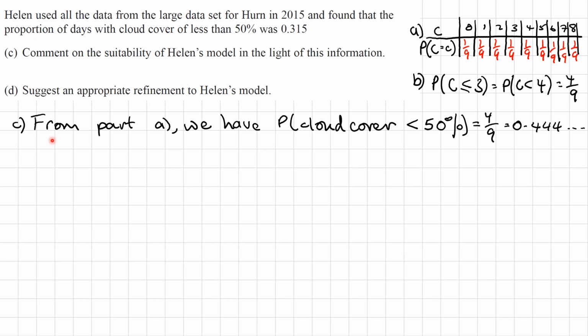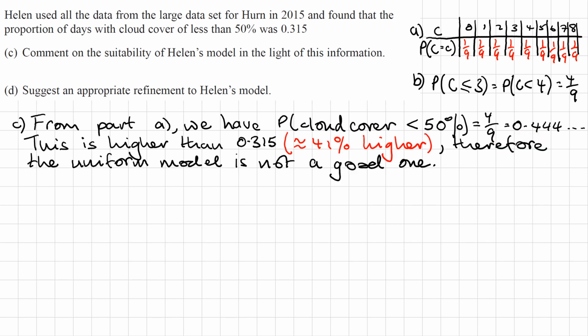Well, first of all, from part A, we have the probability that the cloud cover is less than 50% is this 4/9, which is actually 0.4 recurring. Well, this is higher than the 0.315 that she got by looking at all of the days for Hurn in 2015. In fact, it's about 41% higher. Therefore, the uniform model from part A is not a good one.